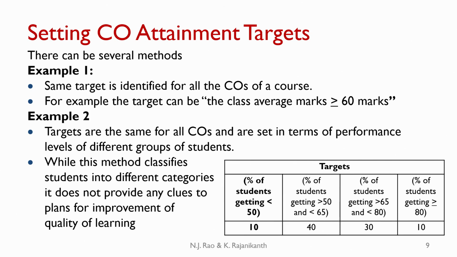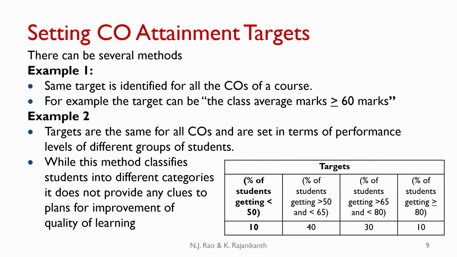Example 2, targets are the same for all COs, but are set in terms of performance levels of different groups of students. For example, I can say that the percentage of students getting less than 50 will be 10, the percentage of students getting greater than or equal to 50 marks and less than 65 will be 40%, the percentage of students getting greater than 65 and less than 80 marks will be 30%, and the percentage of students getting greater than or equal to 80 marks will be 10%.